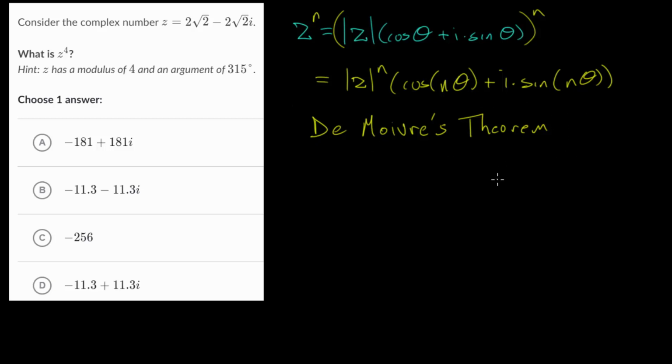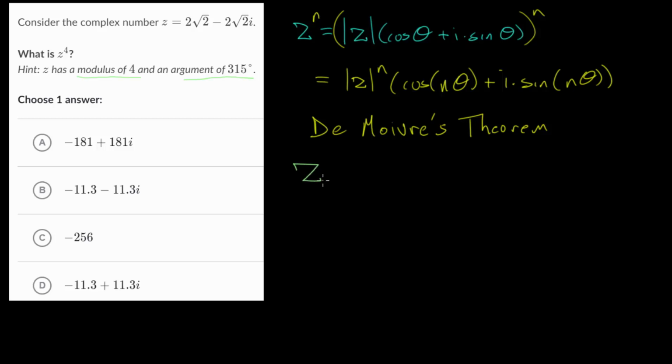And this theorem can be incredibly useful since if we try to take this number in its rectangular form and actually multiply it out 4 times, it would be very tedious. That is a way to check our work, but it's a very long process where this can be quite quick, especially when we already know the modulus and the argument or the angle of our complex number.